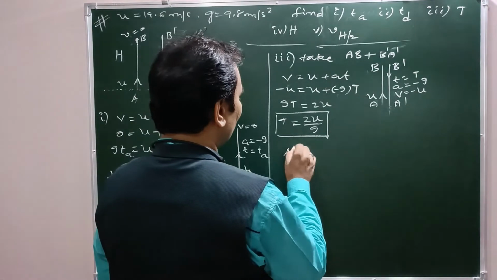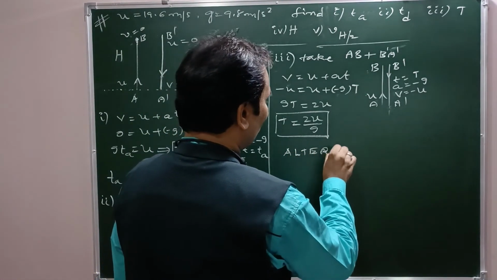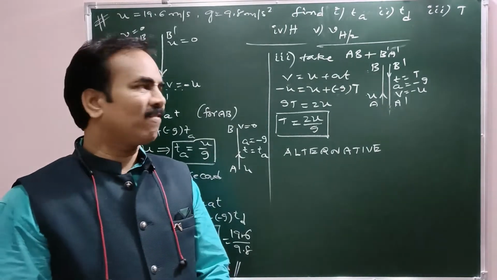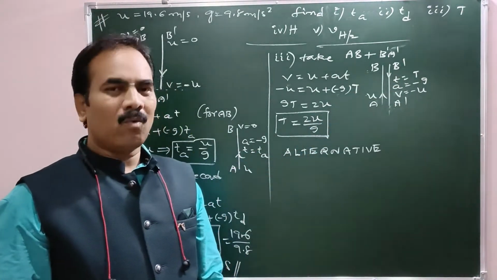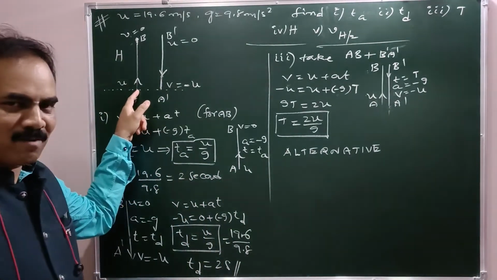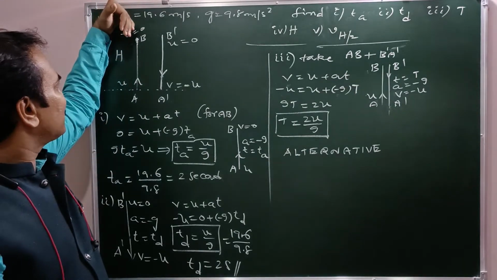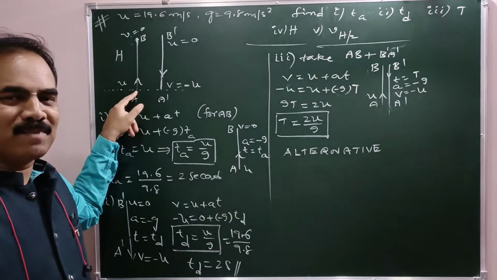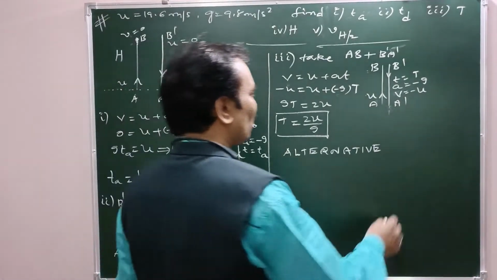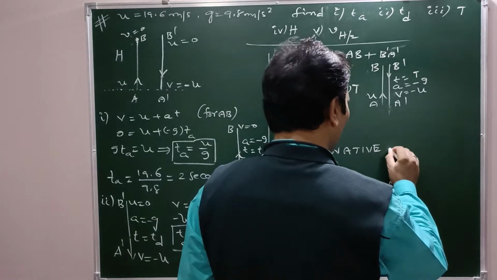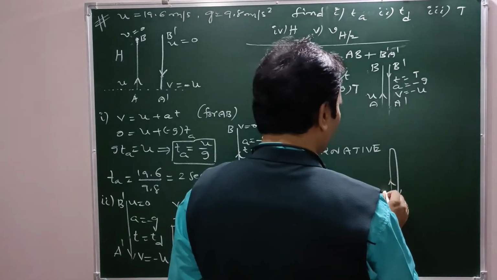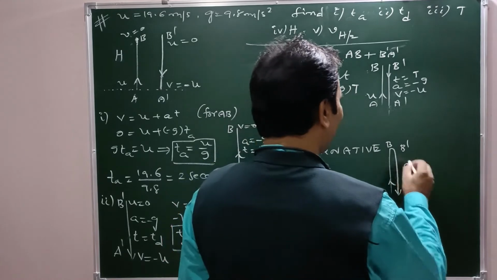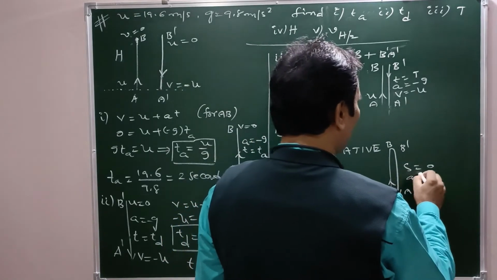Alternative method. If I take s equals ut plus half at squared for the entire motion, AB plus B dash A dash, what is the total displacement? 0. Why? Because the path starts from A, goes from A to B, and again retraces from B to A. So A itself is the initial and final position. Therefore, the total displacement covered in the entire motion is 0. It goes up and retraces like this. So for the entire motion, s equals 0. Right? a equals minus g.